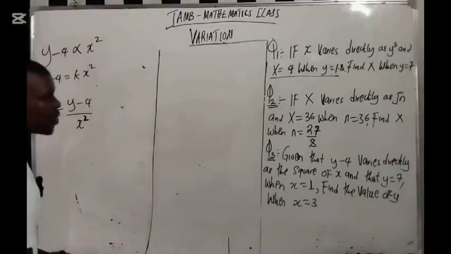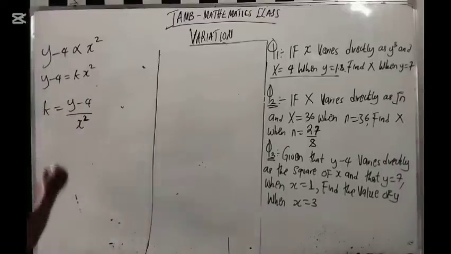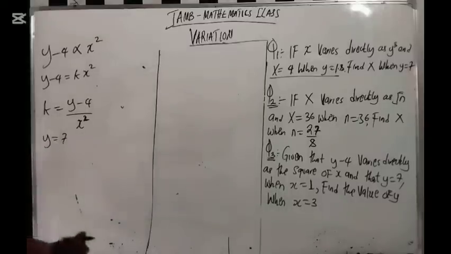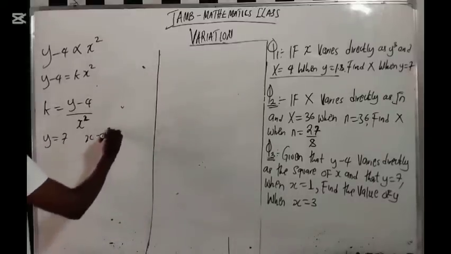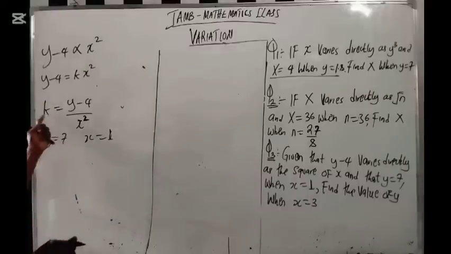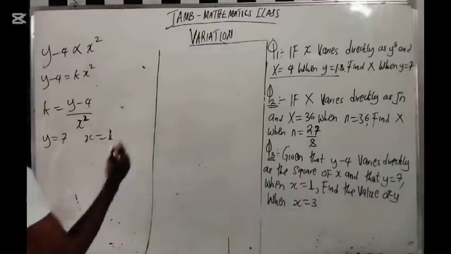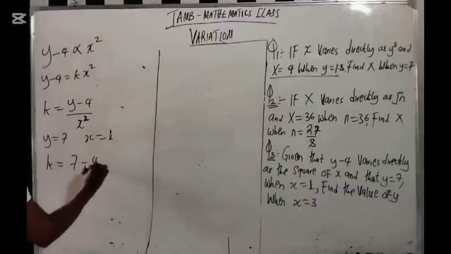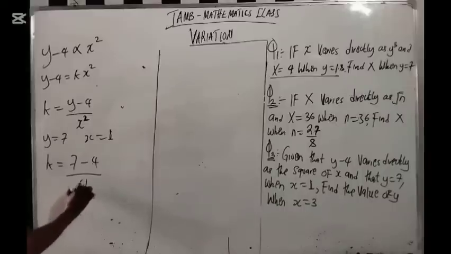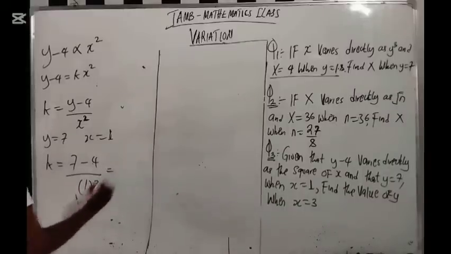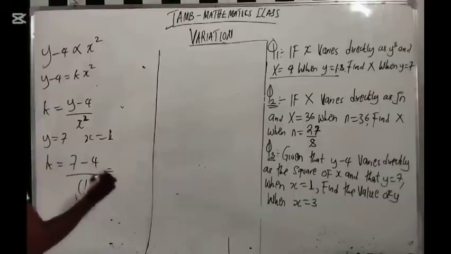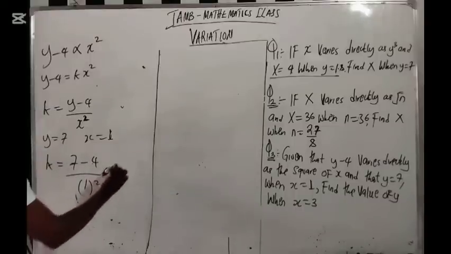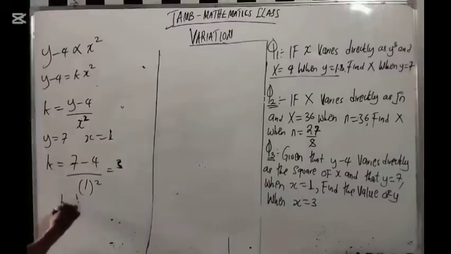Now where's my y? My y equals 7, and my x is equal to 1. So from here I can easily get my k. When you substitute your values here, k equals 7 minus 4 over 1 raised to 2. What is the answer here? 7 minus 4 is 3. 1 raised to 2 is 1. So the answer is 3. So my k is equal to 3.